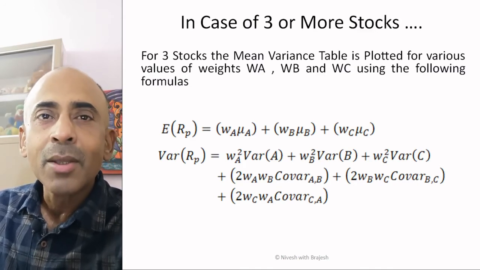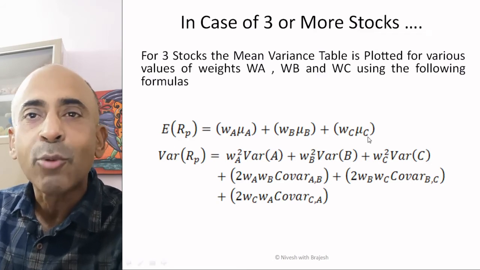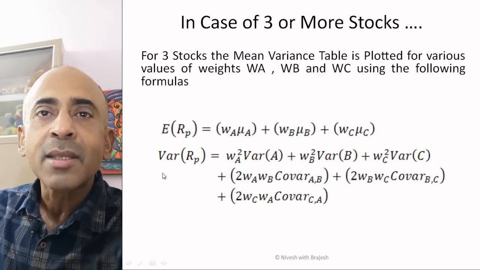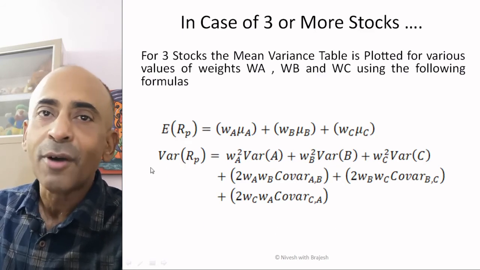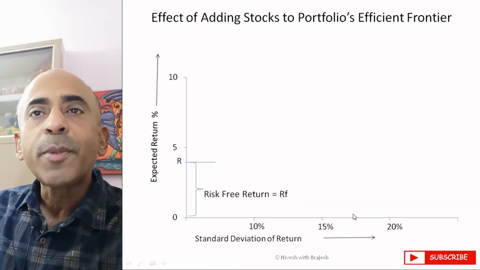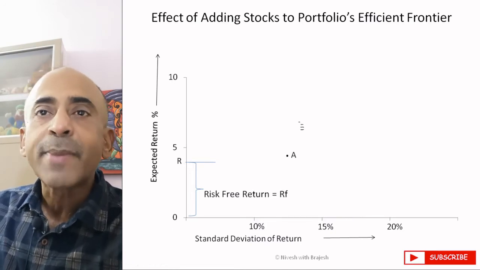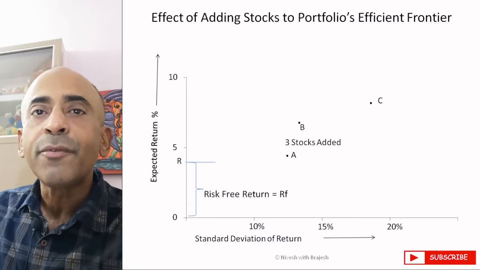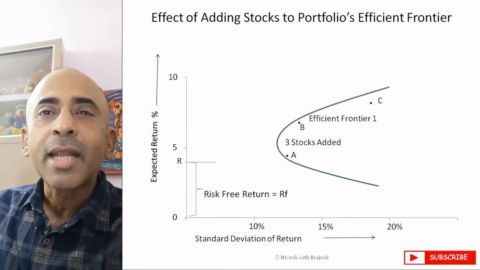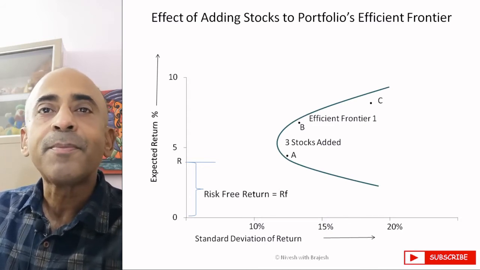So you can see the equations here. E(RP) equals WA mu A plus WB mu B plus WC mu C. And the variance of RP is given by this big formula. Now we obtain a table for various combinations of weights of A, B and C and plot the expected returns against the standard deviation of returns, and we get this curve. Now this is the bullet shaped curve that we generate using 3 securities and from their covariances.